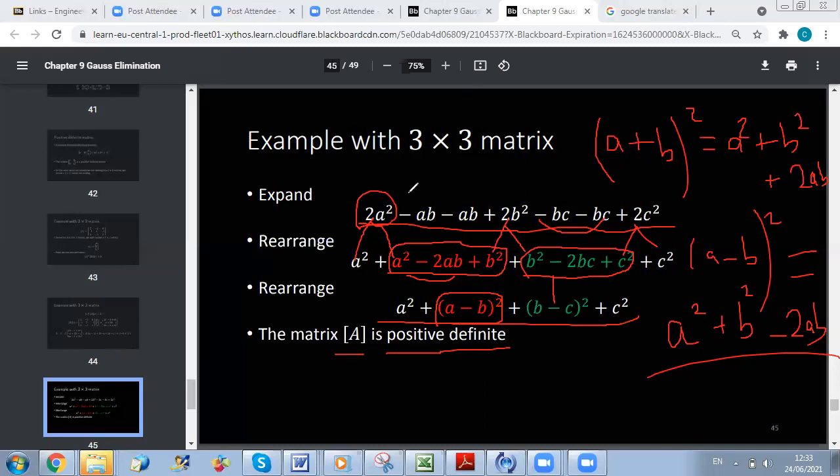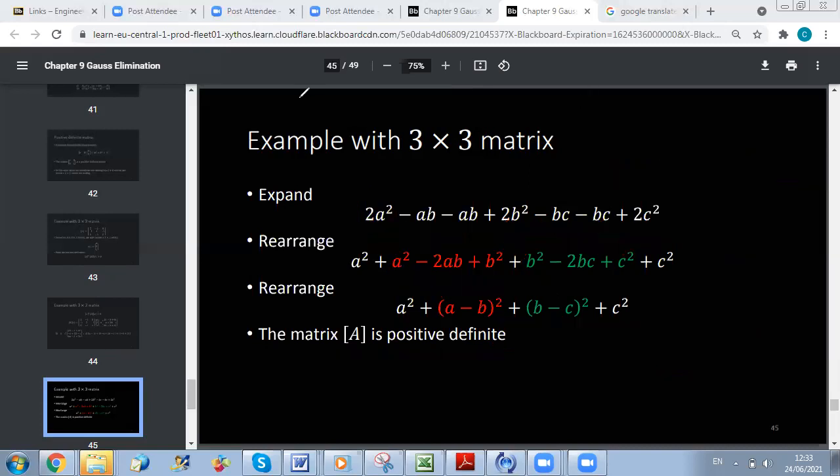Any question on this part? So now, Doctor, yes, can you go back one slide? Yes.